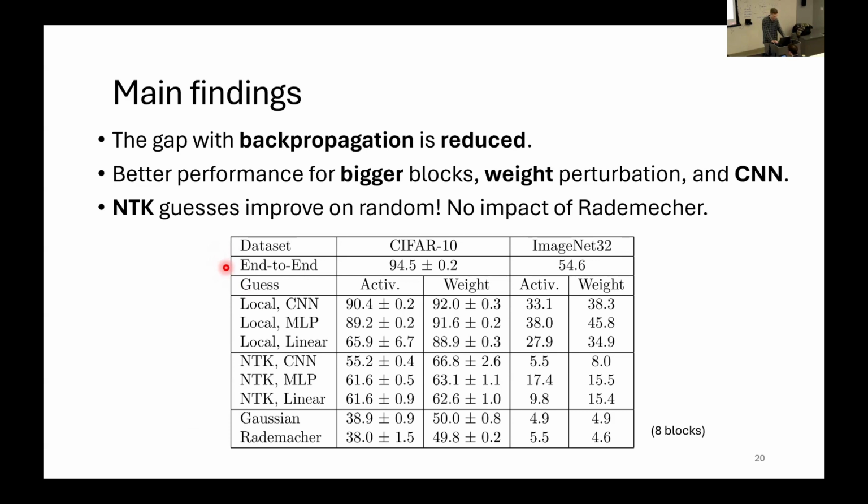What can we also see? We see that even the NTK guesses improve on the random. So just forcing a gradient, even from a random network, still improves on a random. And you can also see that despite some claims, doing Gaussian or Rademacher distribution doesn't change anything. You still have the same issue.